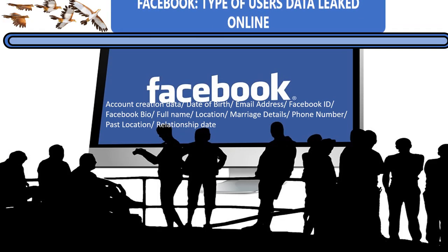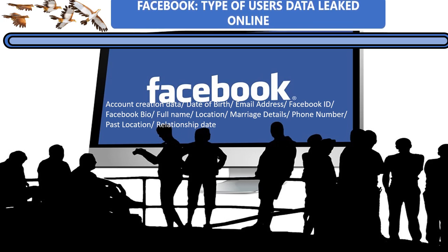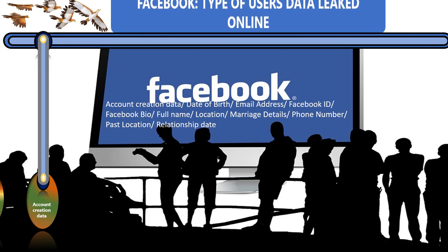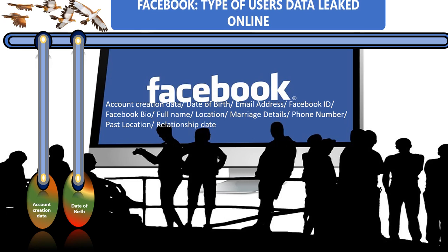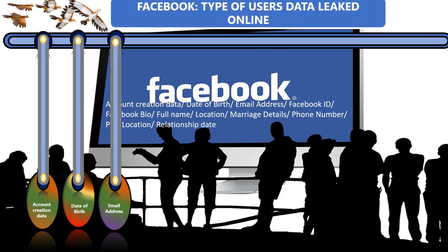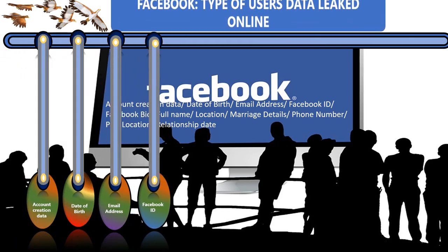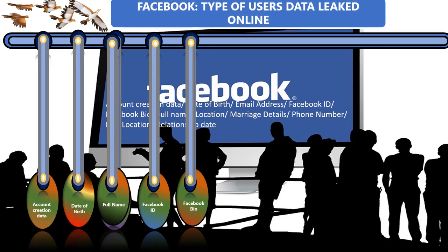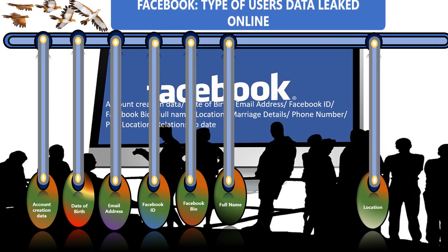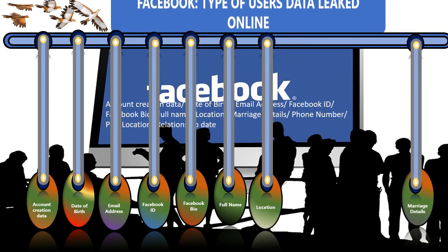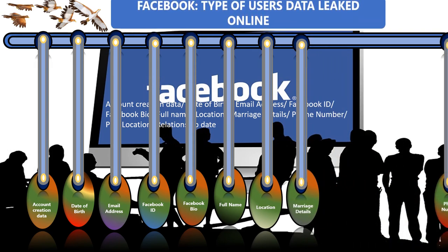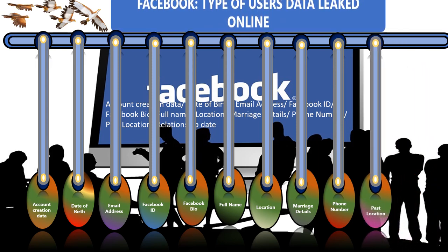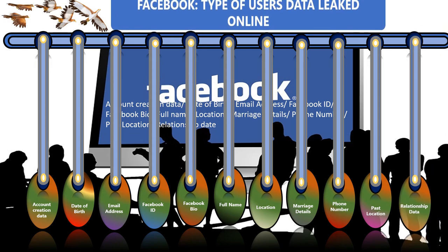What type of users' data was leaked online? Information from 533 million Facebook users leaked includes account creation data, date of birth, email address, Facebook ID, Facebook bio, full name, location data, marriage details, phone number, past location, and relationship data.